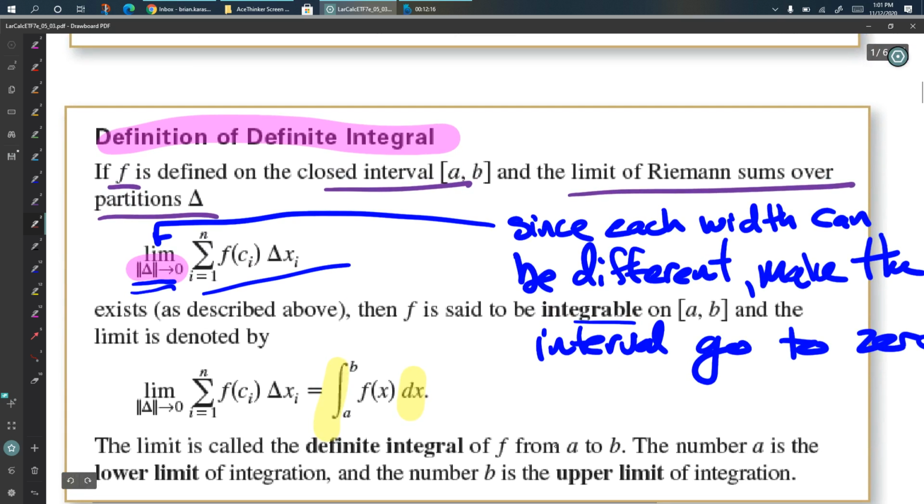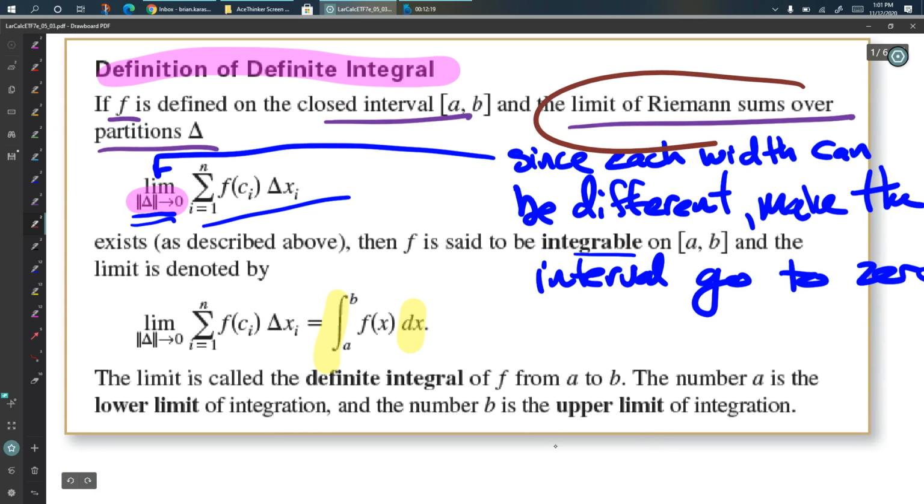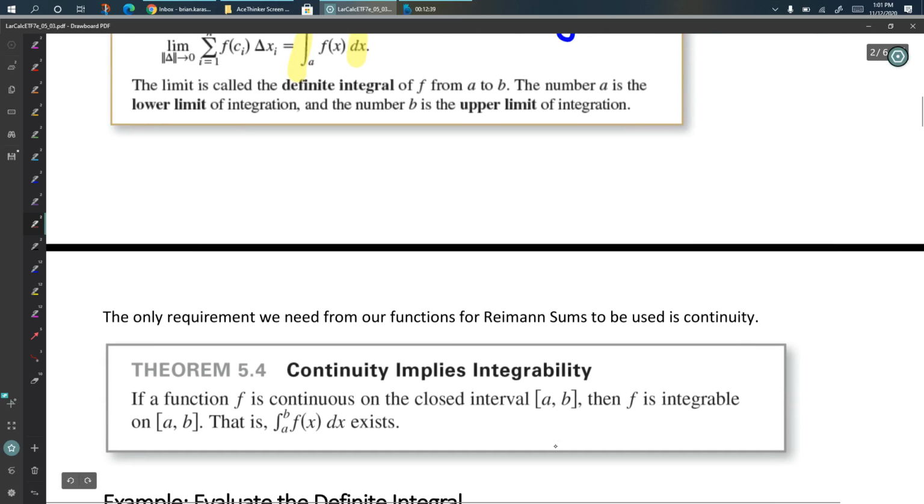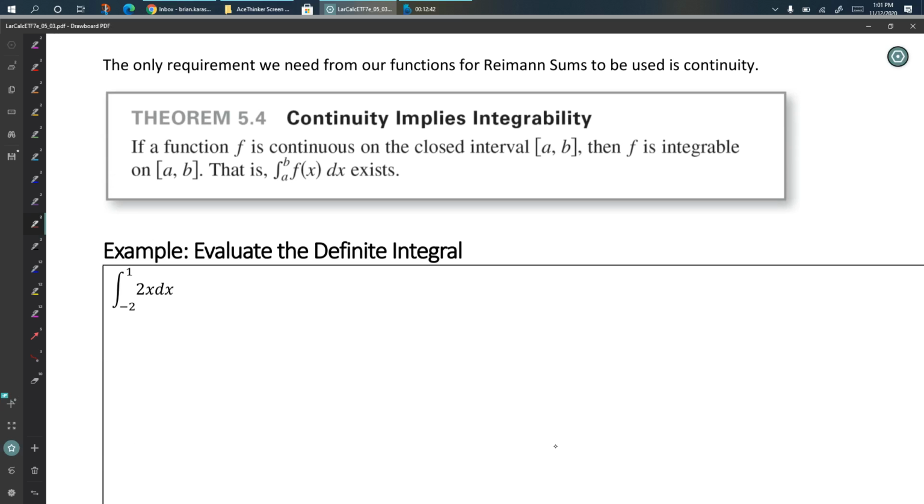Okay? Then if we take that idea of Riemann sums and take the limit as the width of those partitions approaches 0, it stops being an approximation and starts being the exact value. And we give a name to the exact value. We call that the definite integral. Okay? The only requirement that we need for our functions, for Riemann sums to work, is it must be continuous on the interval that we care about. Your function can be discontinuous many times, but if we're on AB, it better be continuous on the interval AB.